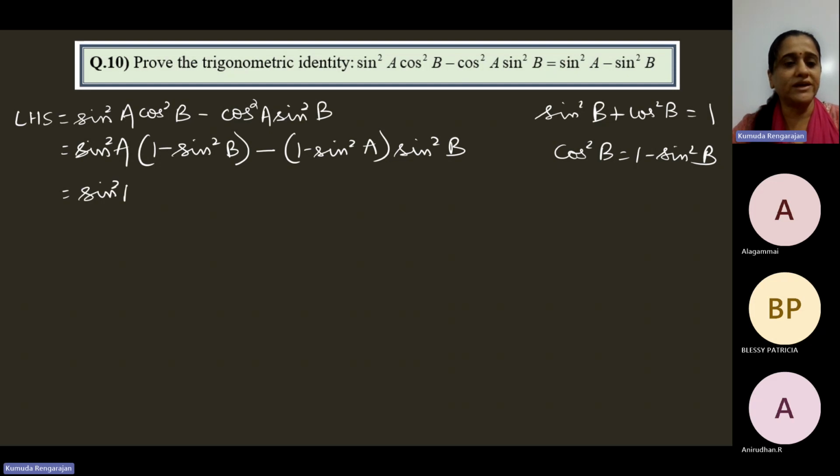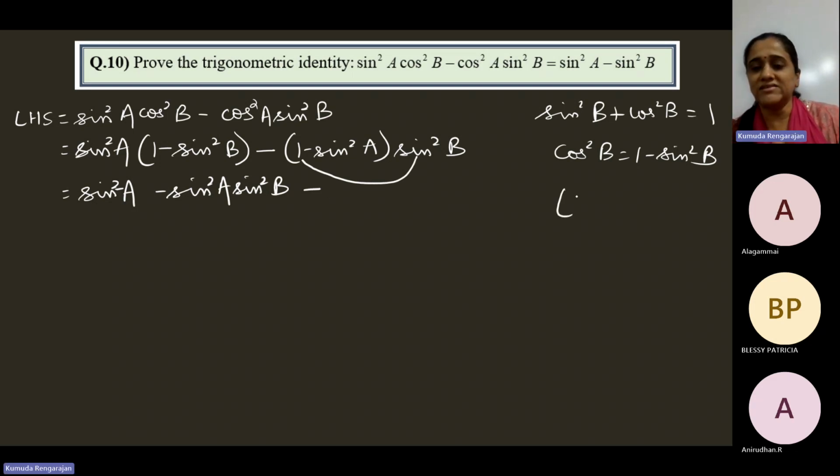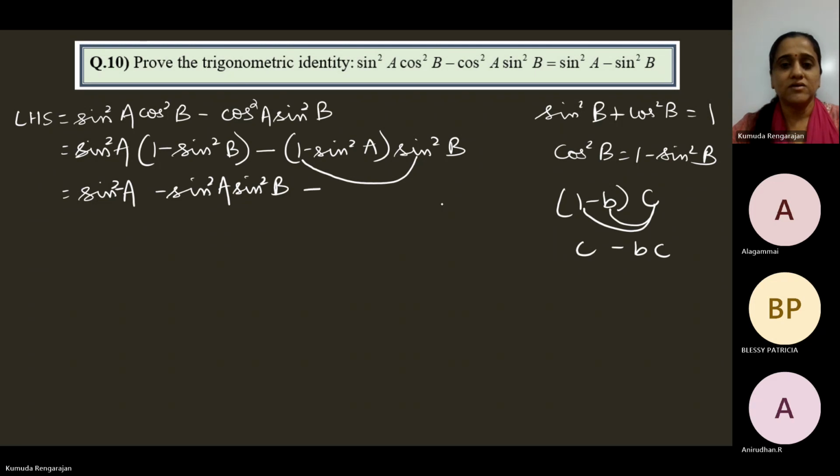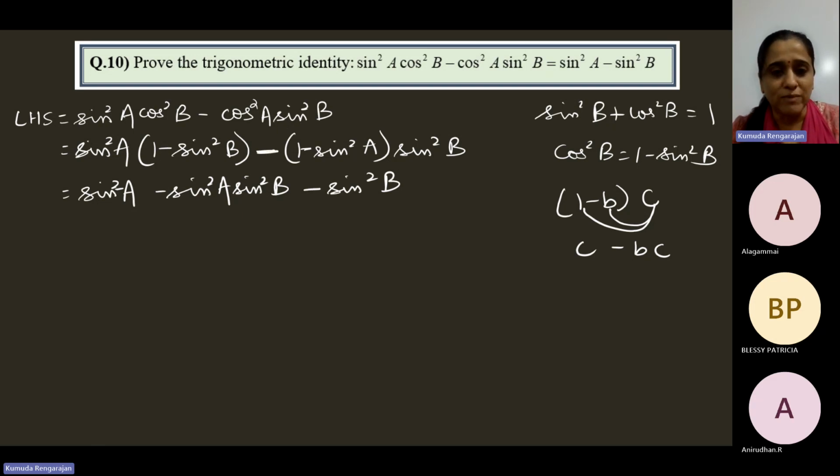So sine square A into 1 is sine square A, minus sine square A sine square B, minus multiply this and this. It's like this, 1 minus B into C. So C into 1 is C, C into B is minus BC. So sine square B into 1 is sine square B, then minus into minus plus. Can you see minus into minus plus? You have to multiply this minus sign, the terms inside the bracket, and the sine square B.